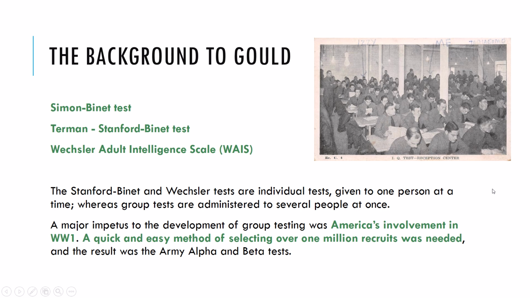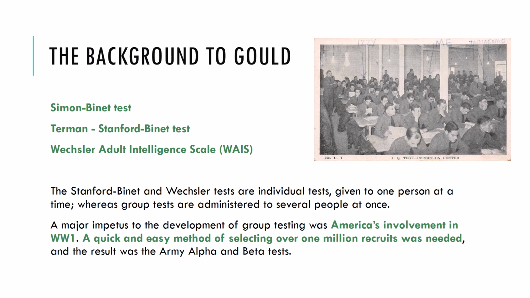So, in terms of Gould's research, you could get asked about the background to Gould's research. That would include some of these tests that already existed. I'm going to go through each one individually, so make sure you're writing down the things that I say in relation to these tests. The first one, the Simon-Binet test.